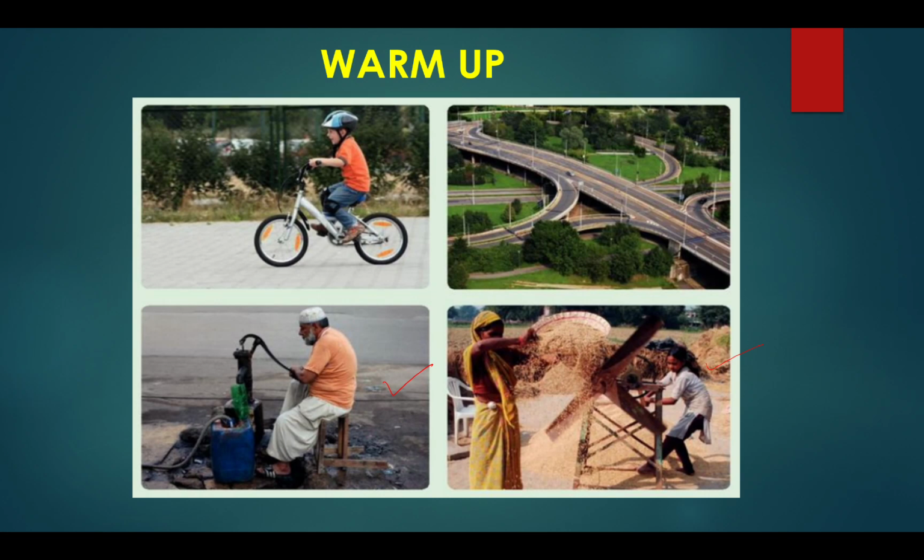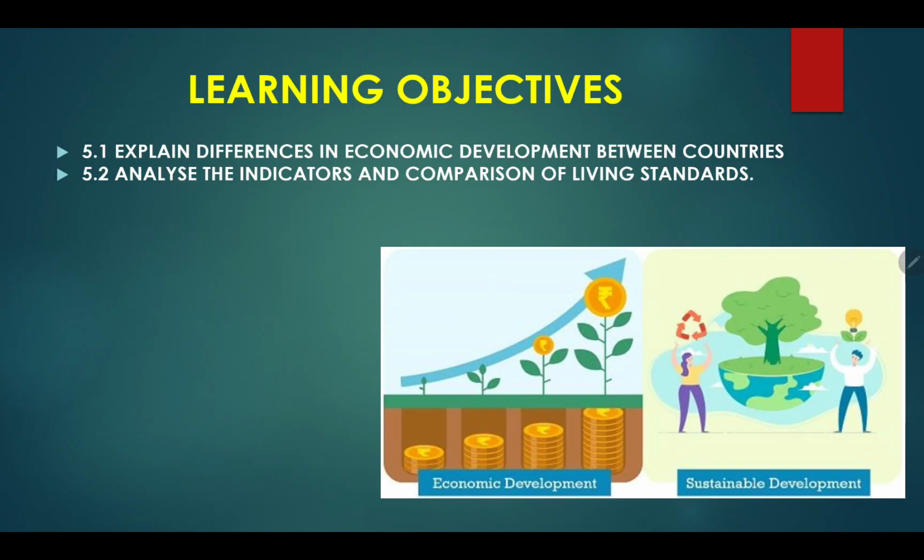So what do we notice here? There is an example of the developed countries and the developing countries. The developed ones are rich in resources and have good infrastructure, while here they are lacking in resources, struggling for water and for income. Learning objectives: we will focus on the development between the countries, and we will learn about the indicators.